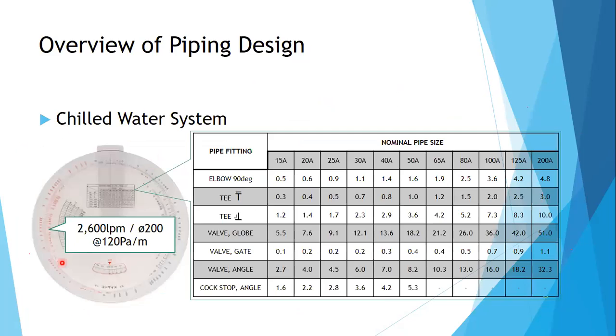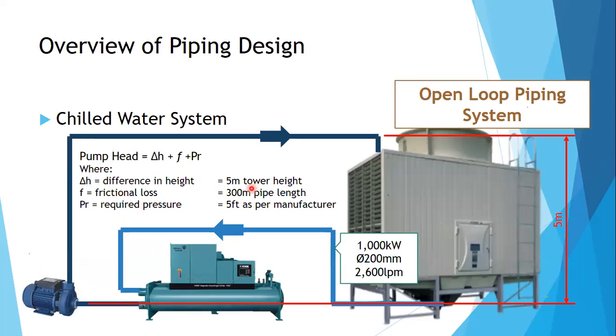That gives 2.6 liters per minute. At 2.6 liters per minute, we could see here this is the 200 mm piping that we have sized earlier. The actual flow rate is 2,600. From this slide rule, we are able to determine that the actual pressure drop is 120 Pascal per meter of pressure drop at 300 mm pipe.